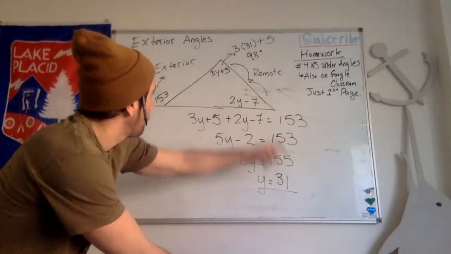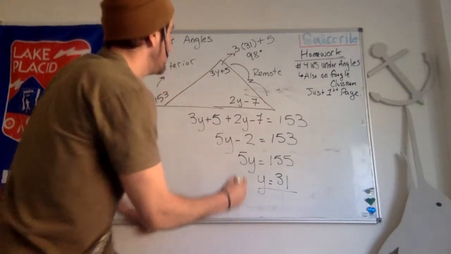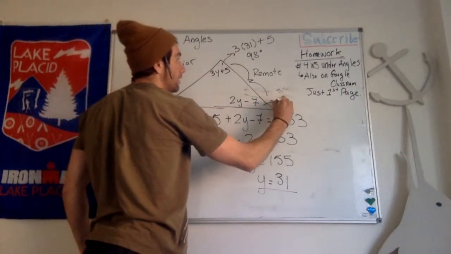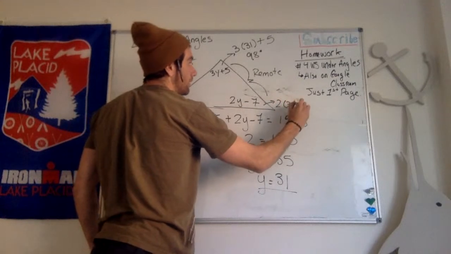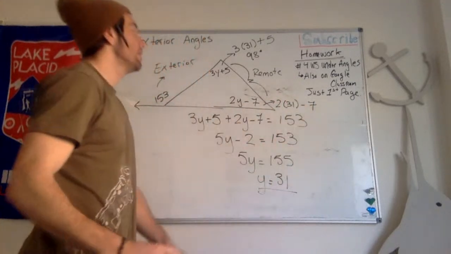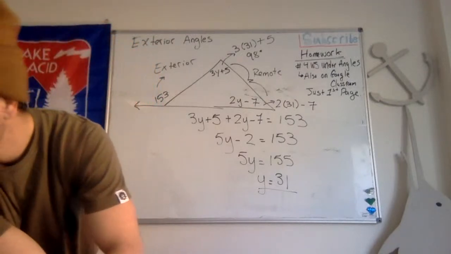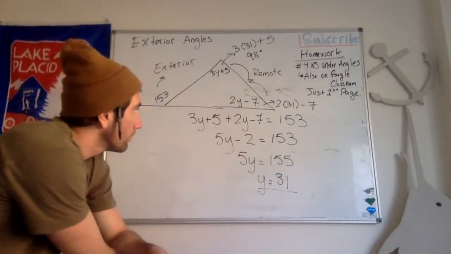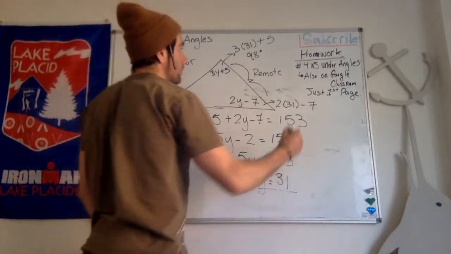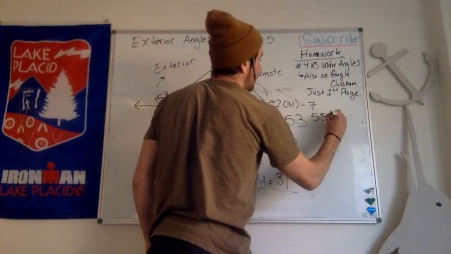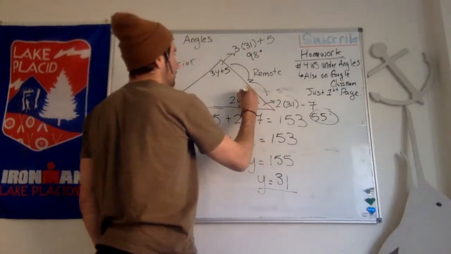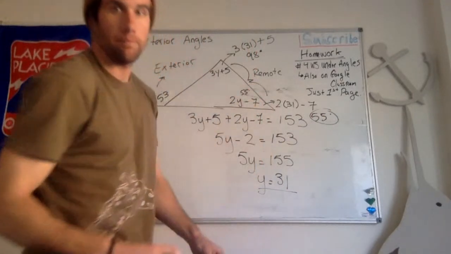All right, and then if I replace y here, this is going to be 2 times 31 minus 7, okay? 2 times 31 is 62. It'd be 55 degrees. This is 55 degrees, okay?